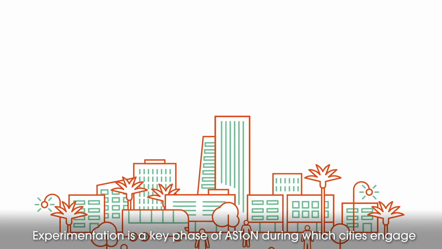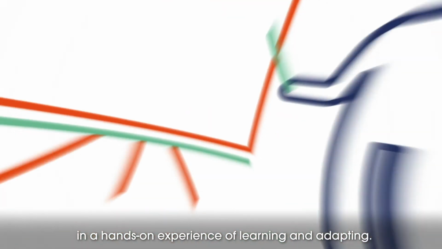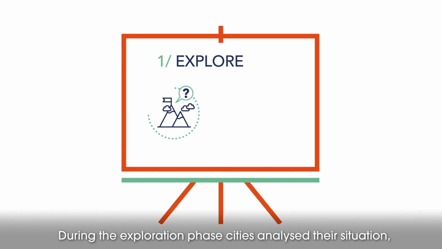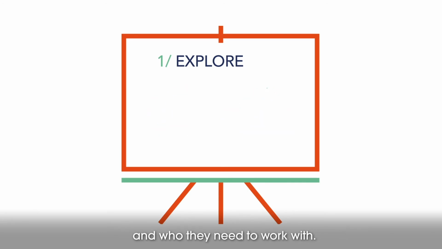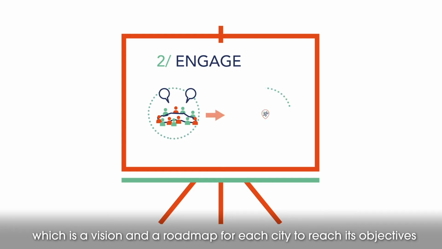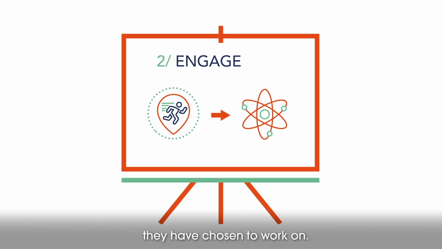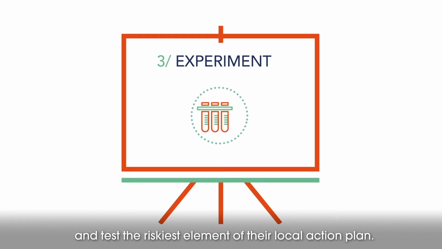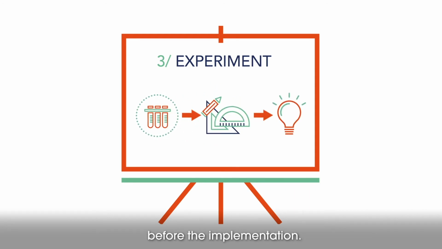Experimentation is a key phase of ASToN, during which cities engage in a hands-on experience of learning and adapting. ASToN methodology revolves around 3 phases. During the exploration phase, cities analyze their situation, define the vision they would like to pursue, and who they need to work with. During Phase 2, cities worked on their local action plan, which is a vision and a roadmap for each city to reach its objectives and overcome its challenges related to the specific digital topic they have chosen to work on. Finally comes Phase 3, during which cities identify and test the riskiest element of their local action plan. It allows them to revise their project and improve it before their implementation.